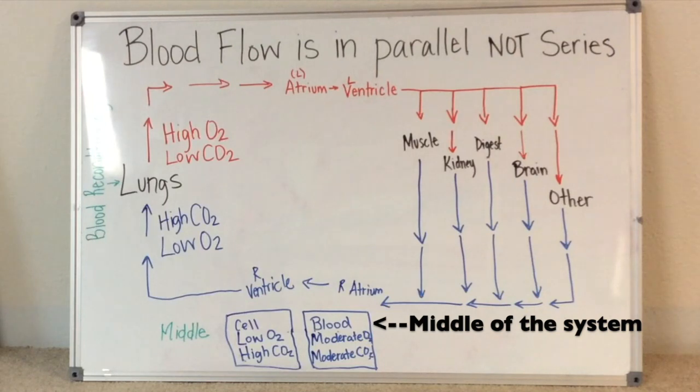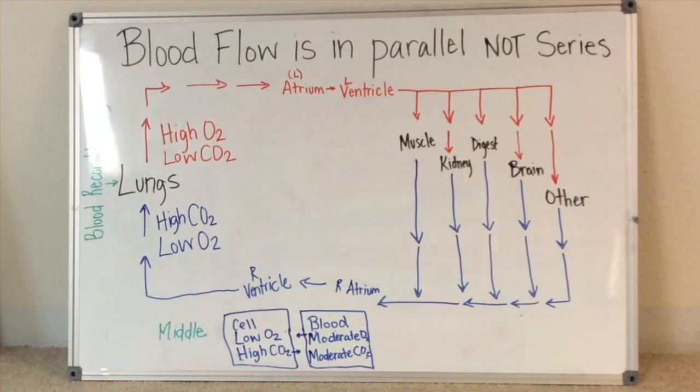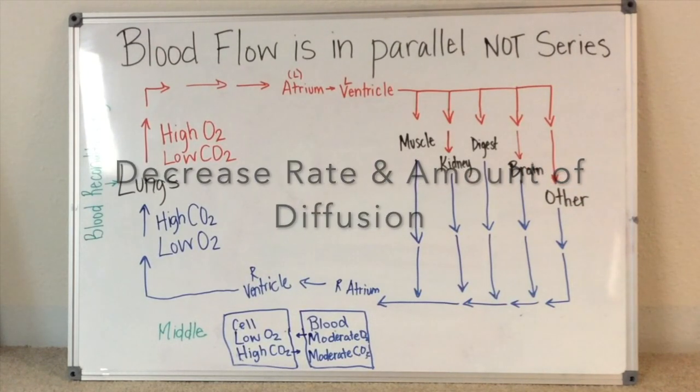Again, if circulation was in series, when we reach the middle tissue, we would see a situation like this. The cell would still be low in oxygen and high in carbon dioxide, but the blood would only have moderate oxygen and already have moderate carbon dioxide because of the exchange that happened closer to the heart. This would change diffusion by decreasing the rate and the amount because the gradients are closer together. Therefore, only a small amount of oxygen would diffuse into the cell, and only a small amount of carbon dioxide would be able to exchange into the blood.